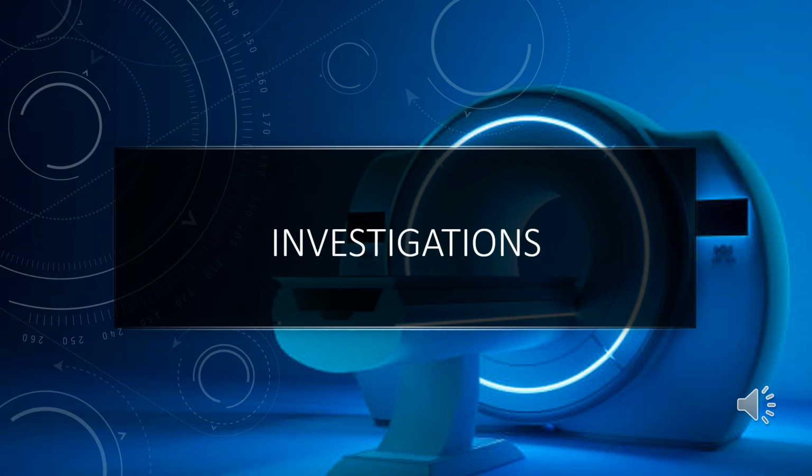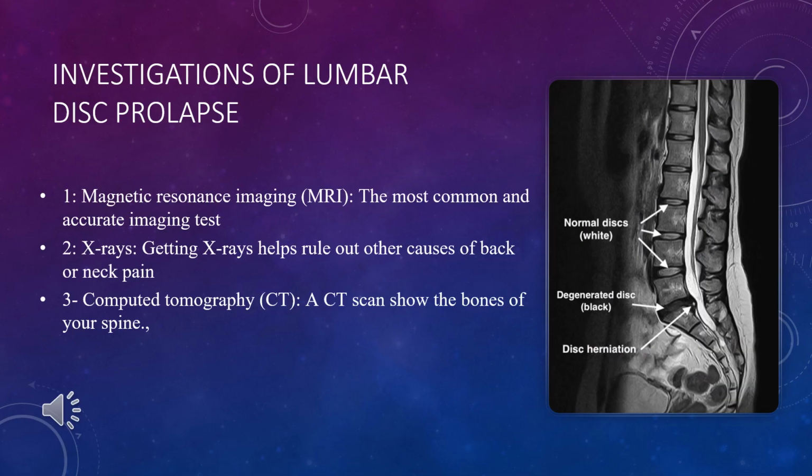Investigations. Investigations of lumbar disc prolapse. Magnetic resonance imaging, MRI, is the most common and accurate imaging test. X-rays help rule out other causes of back or neck pain. Computed tomography, CT: a CT scan shows the bones of your spine.